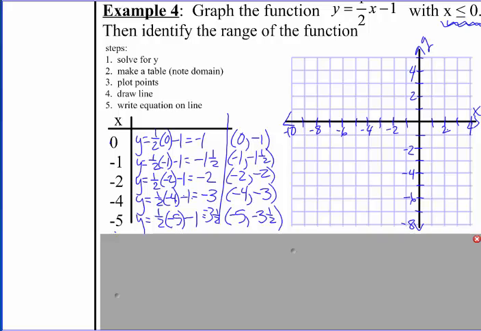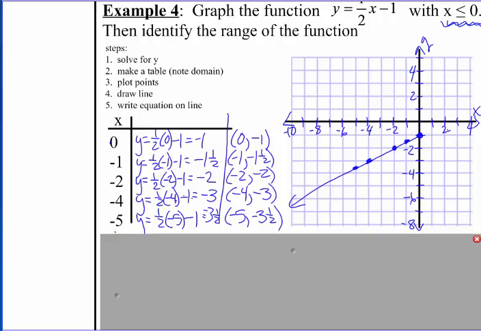And so now we will plot our ordered pairs. So we've got 0, -1, -1, -1.5, -2, -2, -4, -3, -5, -3.5. Now remember, we can only draw a line that starts at x equal to 0 and goes only through the points that are less than x equals 0. So that means our line is only going to go in one direction.